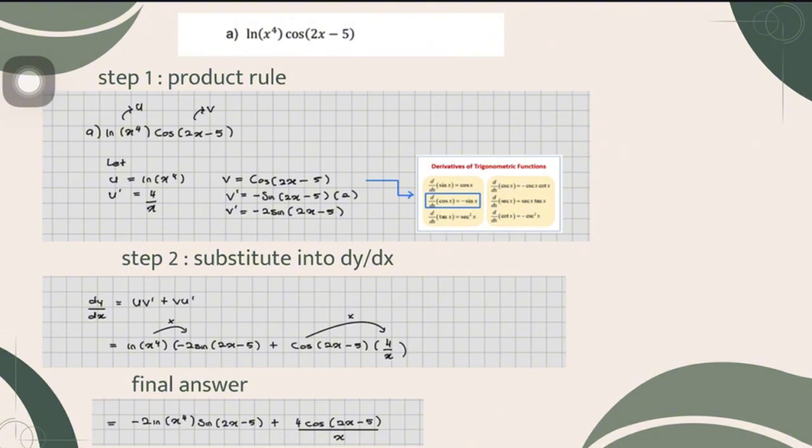Step 2, substitute into dy over dx, where the formula is dy over dx equals u v prime plus v u prime. After we substitute, it will be (ln x^4)(negative 2 sin(2x minus 5)) plus cos(2x minus 5)(4 over x), and then we multiply. The final answer will be negative 2 ln x sin(2x minus 5) plus 4 cos(2x minus 5) over x.